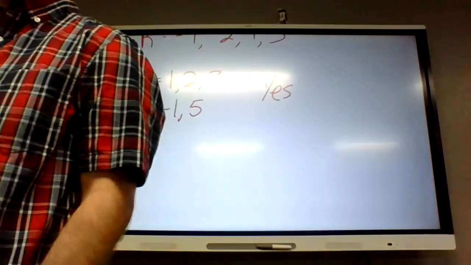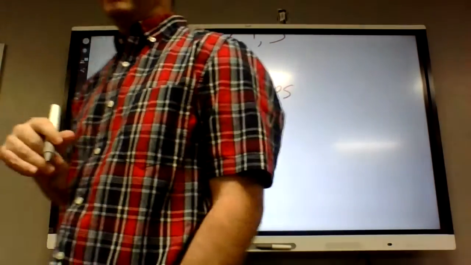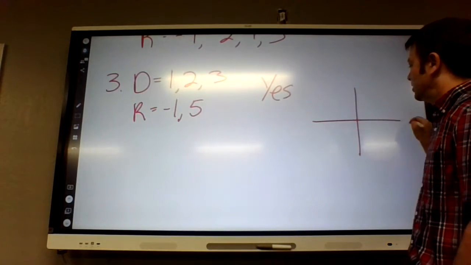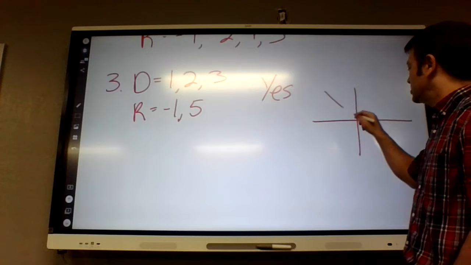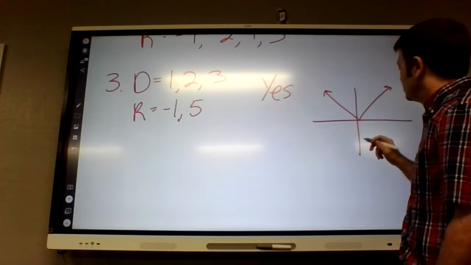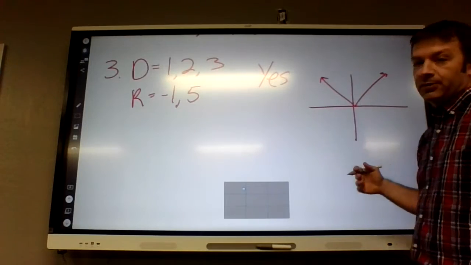For number 4, do you guys remember what the graph on number 4 looked like? It goes like a V. So it would be a yes. Okay, well, you're supposed to say domain and range also.